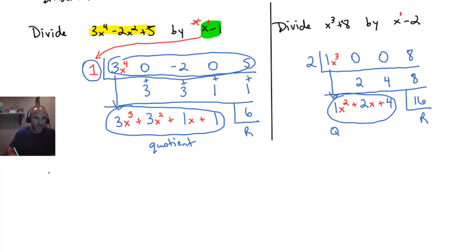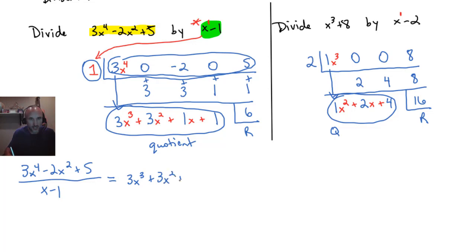We can say, all right, well, 3x to the fourth minus 2x squared plus 5 divided by x minus 1 equals the quotient 3x cubed plus 3x squared plus x plus 1 plus our remainder 6 over our divisor x minus 1. So this is q plus r over d. All right.